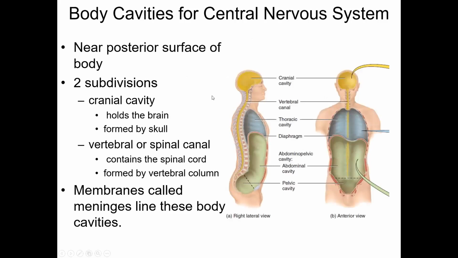So here are the body cavities holding our nervous system organs. We have the cranial cavity that holds the brain. We have the vertebral canal that contains the spinal cord. With every cavity, there are membranes surrounding the organ or lining the cavity. And so the brain and the spinal cord are surrounded by membranes called meninges.